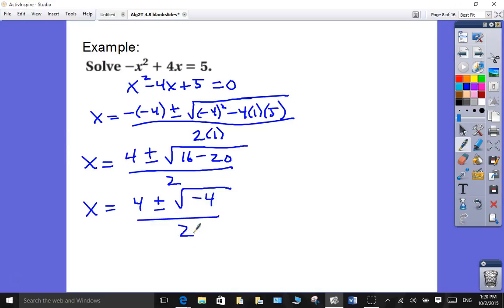All right, now what kind of solutions am I going to get? Taking the square root of a negative, they're going to be imaginary, okay? So this is 4 plus or minus 2i divided by 2, which is 2 plus or minus i. So generally speaking, those are the 3 possibilities with those 3 examples. You get 2 real, you get 1 real, or you get 2 imaginary.